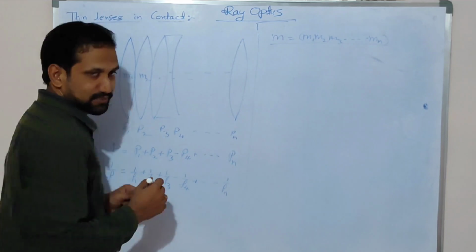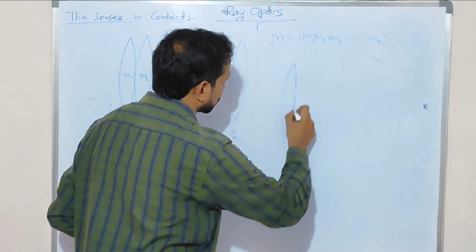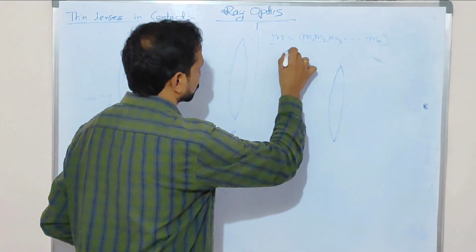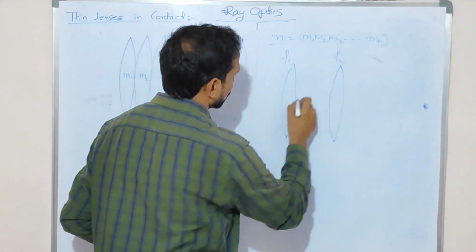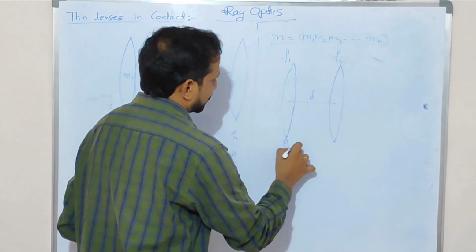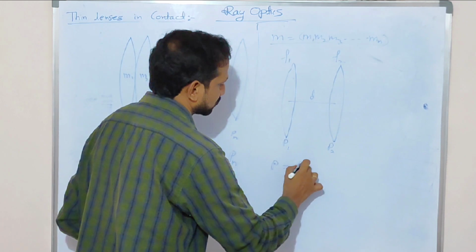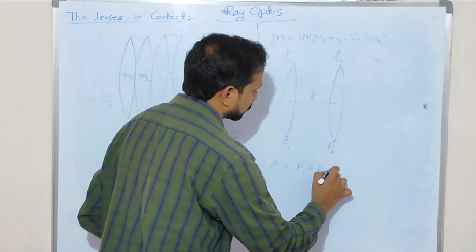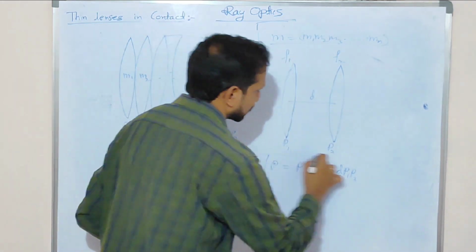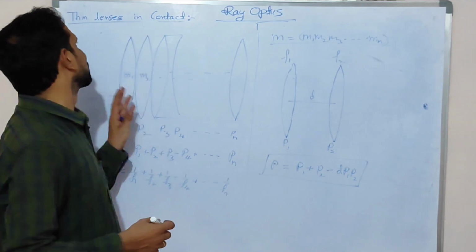And here one more special case will be there. If there are only two lenses of focal lengths f1 and f2, and they are separated by a distance small d, or the powers of the lenses are P1 and P2, then the total power here is going to be P equals P1 plus P2 minus d into P1 P2. So this is the formula. Okay, I hope you got it.